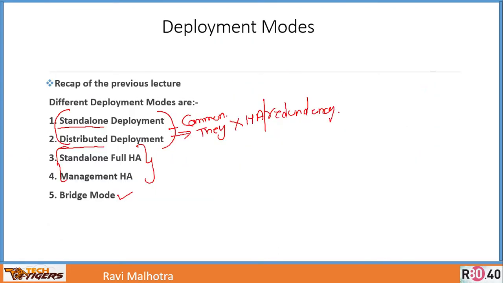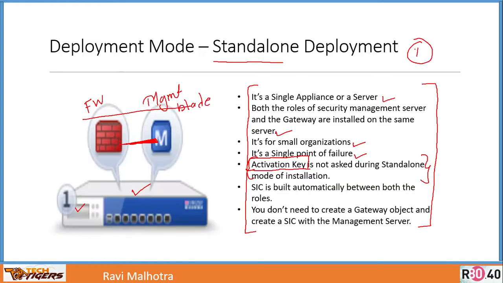We have covered three methods. We have done standalone, we have done distributed, we have done standalone full HA. Let me just recap once again, one by one. Standalone: one box, or maybe one server, all the roles are installed on the same appliance or server. That's fine. It gives you the best output. But if your production is dynamic, and if you have more throughput requirement, you would not opt for it. There is also no high availability, there is no redundancy. If the box goes down, that means both of your roles are not available to you.